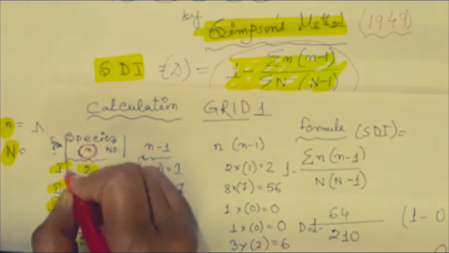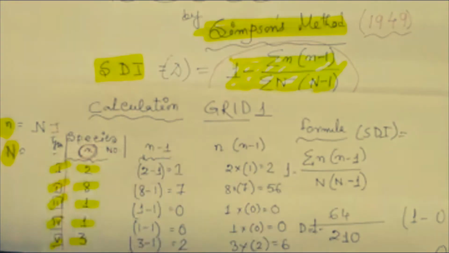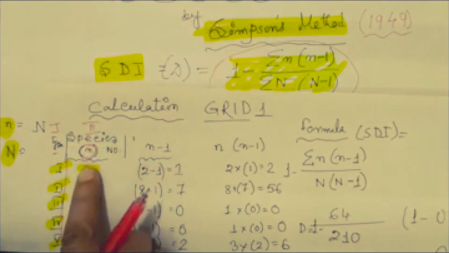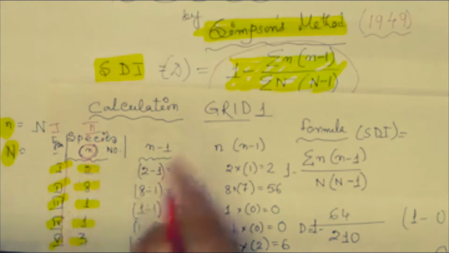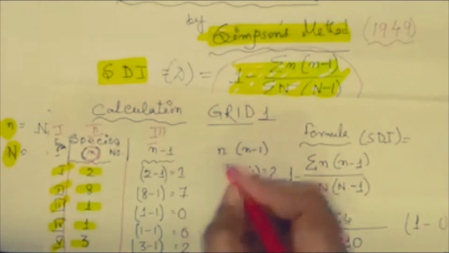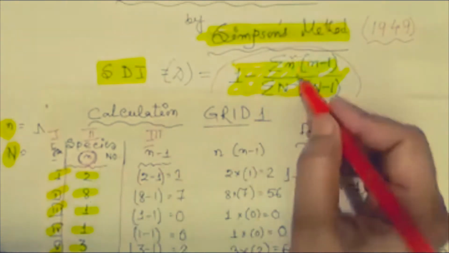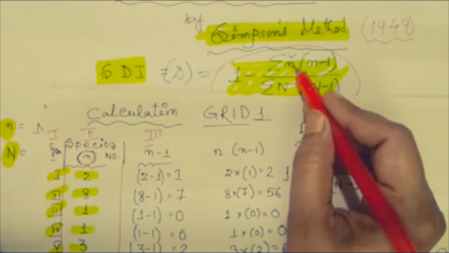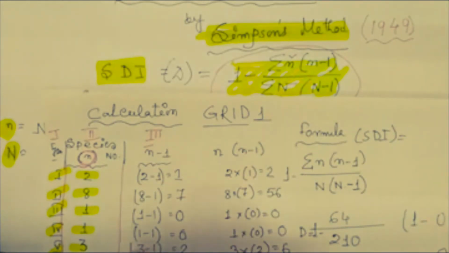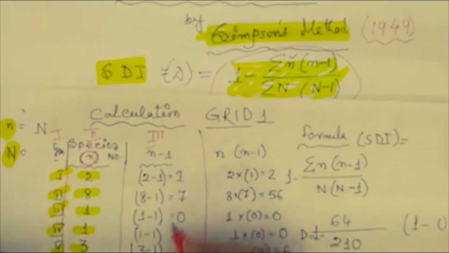The first column is the types of species. This is column number 1. Then column number 2 is the number of individuals, denoted by small n. Then go to the formula: n stands for the number of individuals of each species. Then create the column n minus 1.